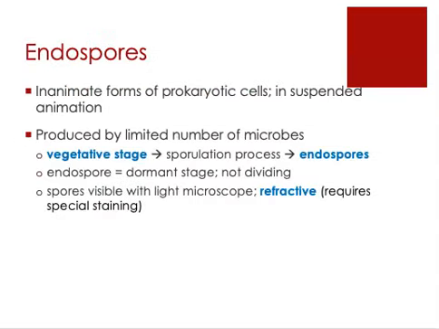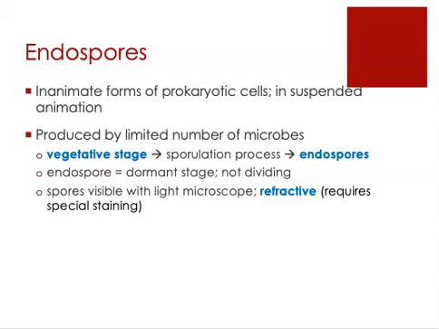Now, the last structure I want us to talk about today is called an endospore. And you may have heard of spores before. An endospore is a spore that forms inside a prokaryotic cell. Now, there are other types of spores. For example, the fungus can make spores and release the spores into the environment. Endospores are different. Endospores form inside prokaryotic cells, so inside bacteria and archaea.